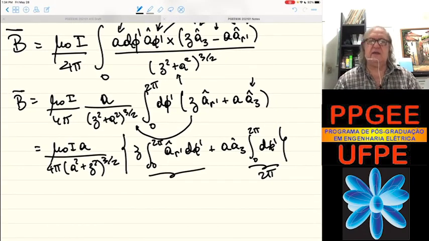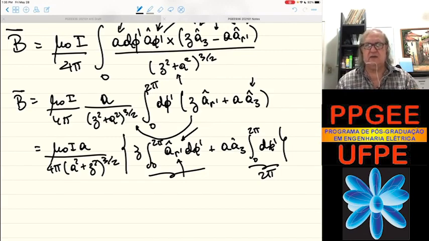Well, this integral here, remember that this is summing AR prime for different phi's on a closed loop. It's going to give 0. You recall that this has two components. One is cosine phi, the other is sine phi: cosine phi AX, sine phi AY. Both integrals are 0, right? So the integral for AR prime is 0.